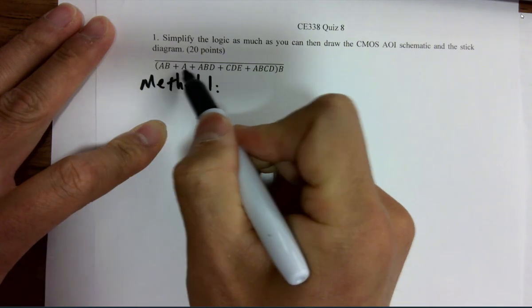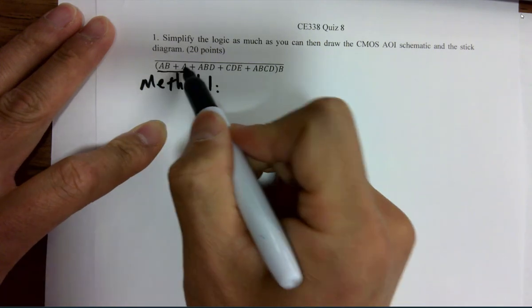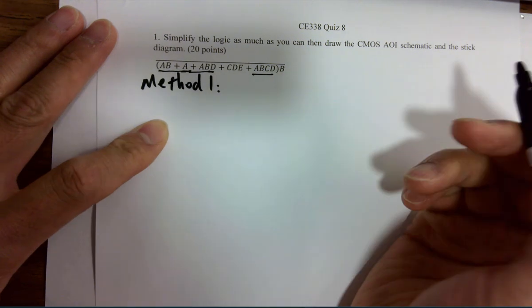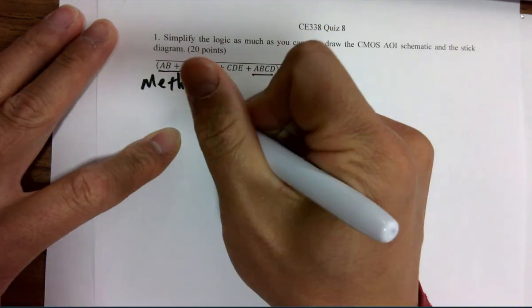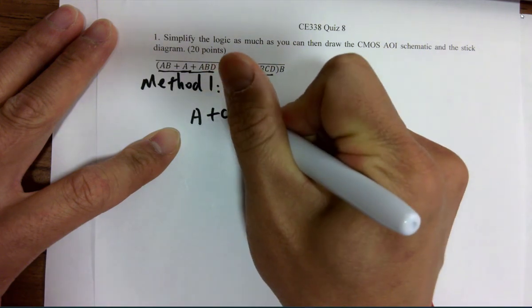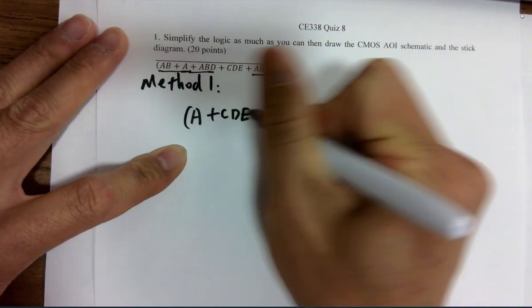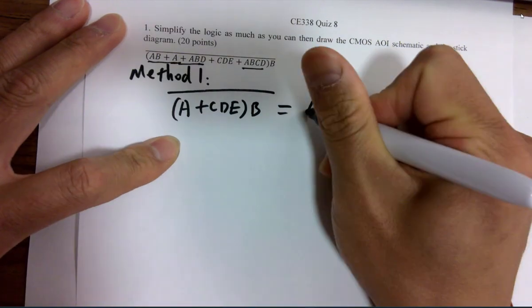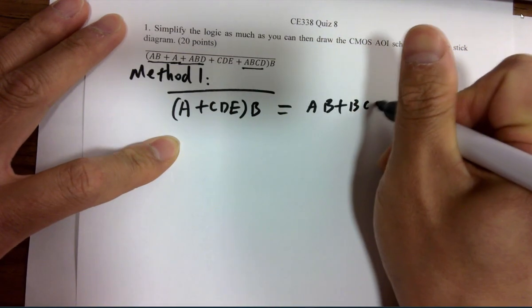So any term, because there's a single A here, so any term that contains the A, you do an OR logic, so eventually they become A, right? So it's going to be A or C, D, E, B. Okay, eventually this becomes A, B, or B, C, D, E.